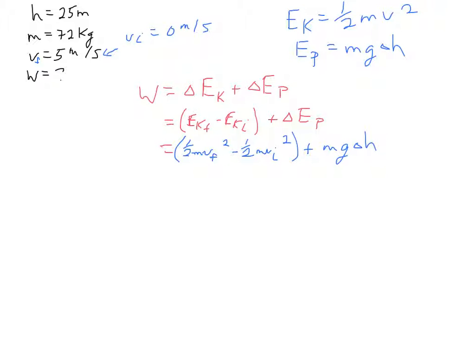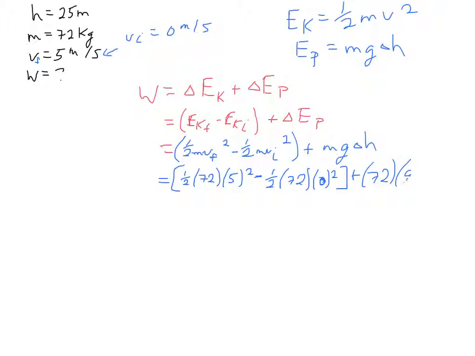This should be subtraction. So here's our kinetic energy. We have half times our mass times our final velocity squared, subtracting half times our mass times our initial velocity, and that's 0 squared. And we're going to add this to our mass, which is 72, times gravity 9.81, and our height, and in this case because we're moving in a downward direction, we have negative 25.